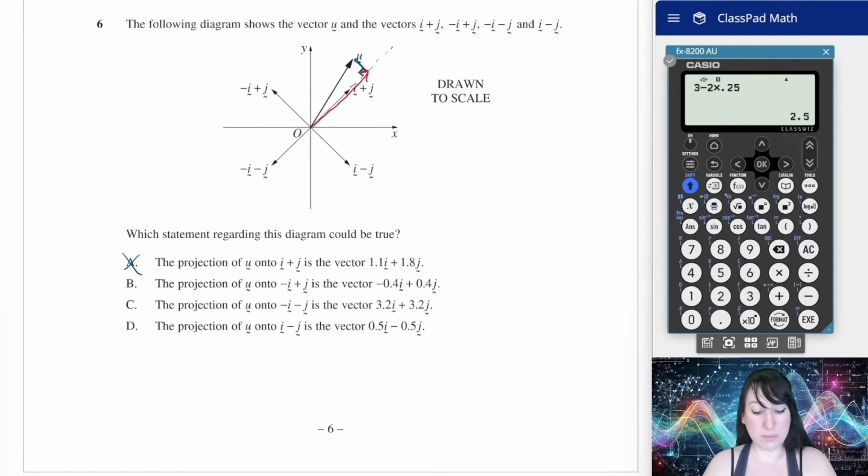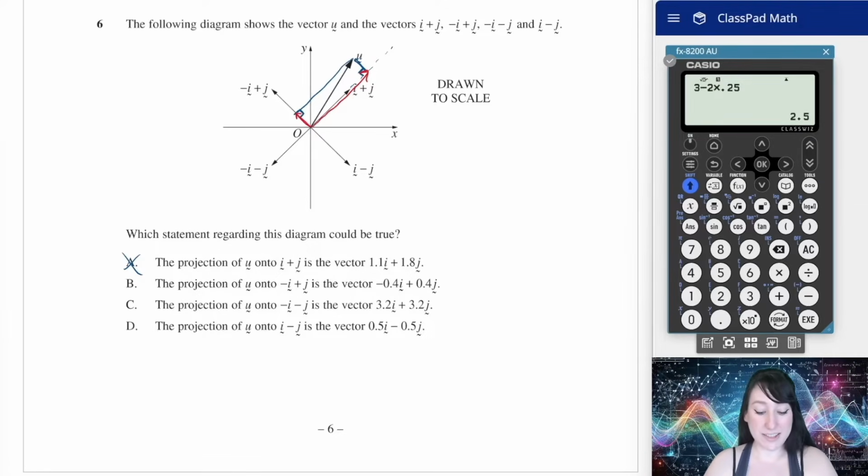Option B is the projection of u onto negative i plus j is the vector negative 0.4i plus 0.4j. So what would that projection look like? So I'm going to draw a line from the end of u perpendicularly to negative i plus j. So the projection would be this vector. You can see that this vector is much shorter than minus i plus j, and that again both components are shortened about the same amount. Also, in this option, the signs remain correct as the direction of the vector hasn't changed. So we might be considering option B as the answer. Let's check the other options.